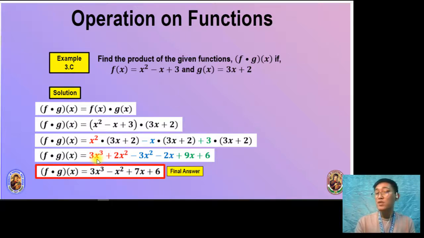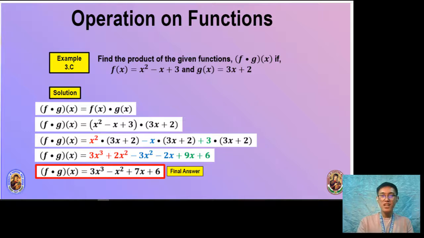Final answer. We do not have like terms for 3x cubed, so it will remain here. We'll just carry it down again. Then 2x squared minus 3x squared, we have negative x squared. Then negative 2x plus 9x, just like 9 minus 2, that will be positive 7. Copy the variable x, positive 7x, and positive 6 does not have its like term, so we'll just carry it down. Final answer, f times g of x equals 3x cubed minus x squared plus 7x plus 6.